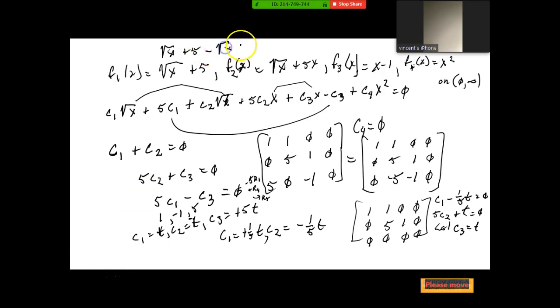root x minus 5x. And then the last one is 5 plus 5x minus 5. Okay, let's see what happens. These two add to 0, these two add to 0, and those two add to 0. Sure enough, they all do. Or any other multiple of those.